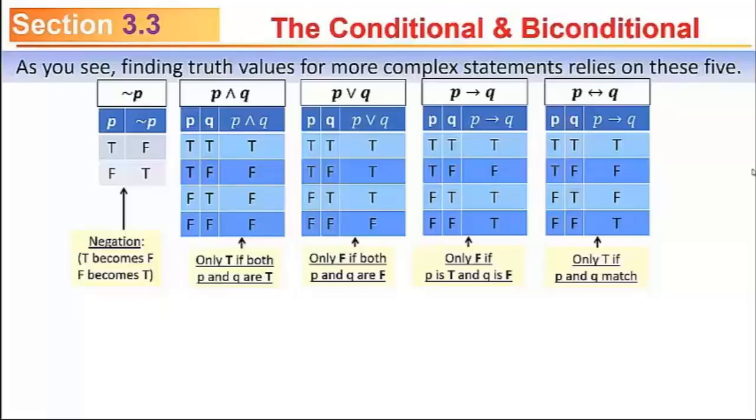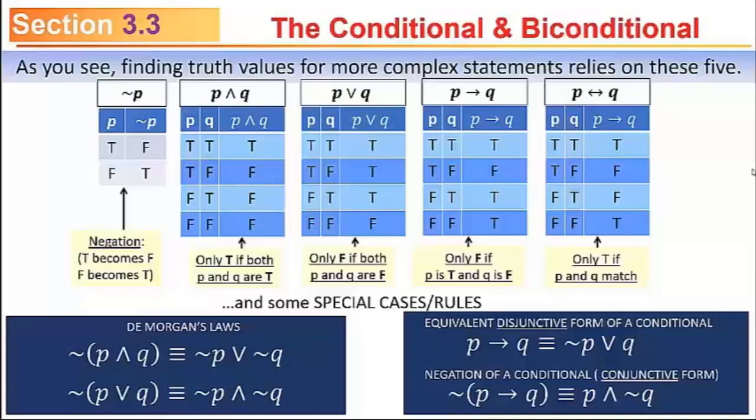For an if then, it's only false if P is true and Q is false. And for the biconditional, the if and only if, it's only true if they match. And then we've added these special cases. From Section 2, we had De Morgan's laws, and from our just immediate discussion, we added 2 more from Section 3.3, and those are the equivalent disjunctive forms of conditional and the negation of a conditional, which puts it into conjunctive form. In other words, disjunctive form is the one with the or, and conjunctive form is the one with the and. So this page summarizes pretty much the basic tools for sections 1, 2, and 3.